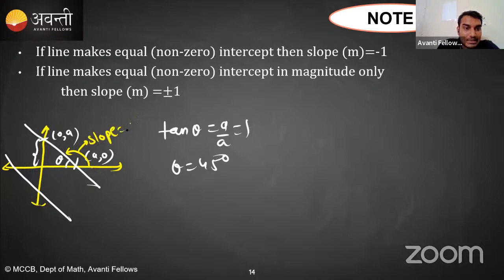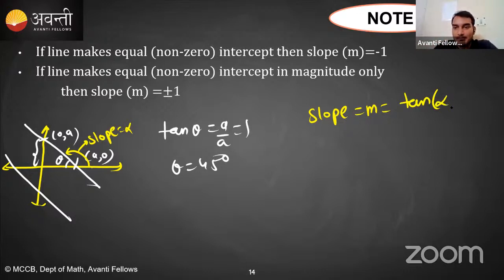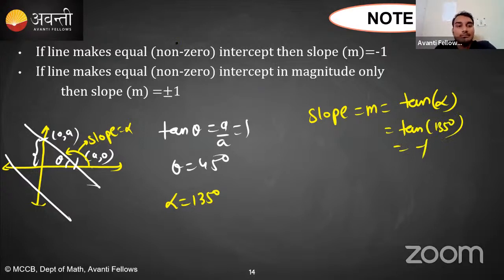Let's say it is alpha. So what is slope? Slope is m, which is tan of the inclination of the line with the positive x-axis taken in the anti-clockwise direction, which is alpha. What is alpha? Alpha is 135 degree, means tan 135 degree, which is -1. Clear? Is this clear, everyone? So if line is making equal intercept, then it means the slope of line is -1.